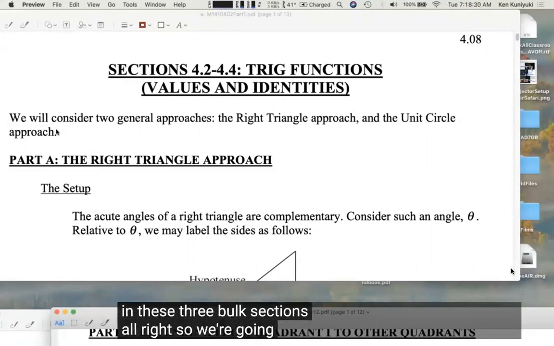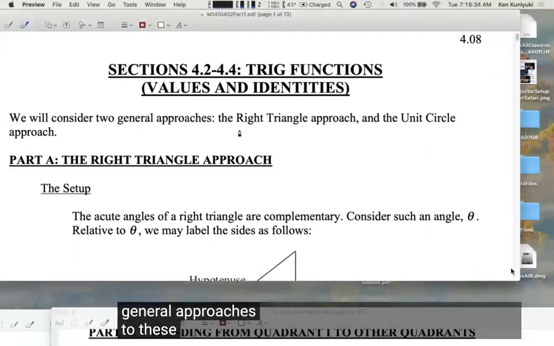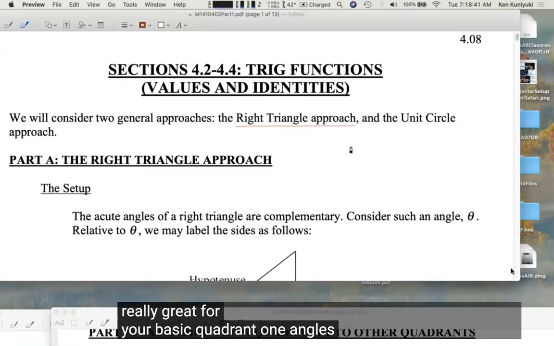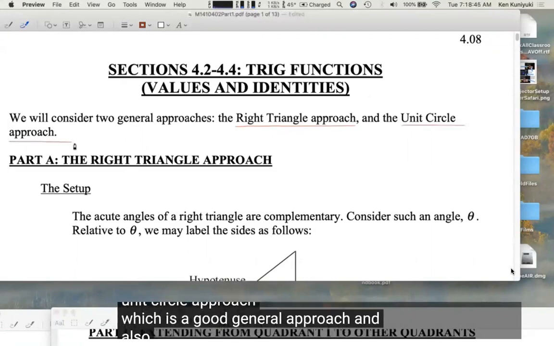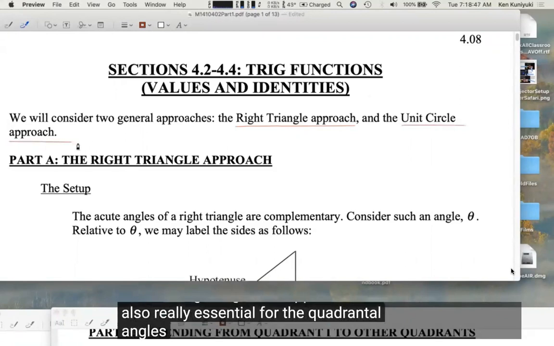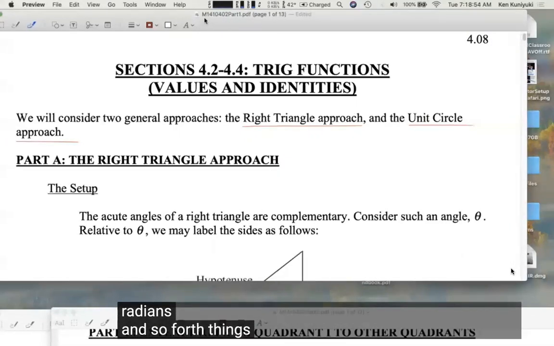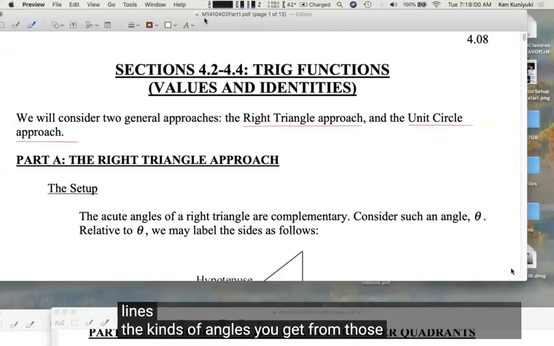All right, so we're going to consider 2 general approaches to these basic trig functions. The right triangle approach, which is really great for your basic quadrant 1 angles, and the unit circle approach, which is a good general approach and also really essential for the quadrantal angles, things like 0, pi/2 radians, pi radians, and so forth. Things like the perpendicular lines and straight lines, the kinds of angles you get from those.